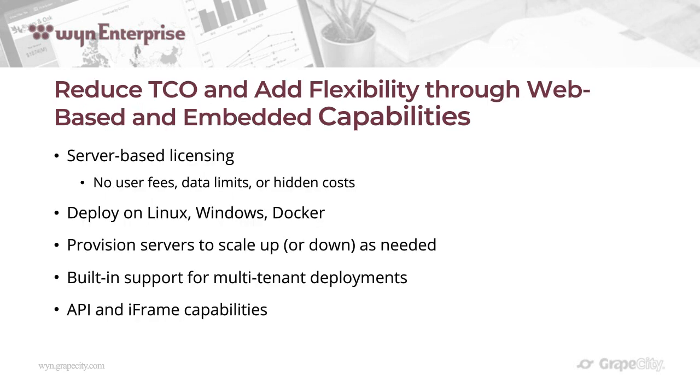The key thing I want to talk about here is reducing TCO and adding flexibility through web-based and embedded capabilities. So a lot of our customers come over to Wine and they significantly reduce their total cost of ownership when it comes to a BI platform. And how they're able to do that is with Wine's server-based licensing. So we don't charge per user, we don't charge per data size or cap your data limits in any way. And ultimately, there's no real hidden costs other than the implementation resources like setting up a VM or the server, and then the license itself.